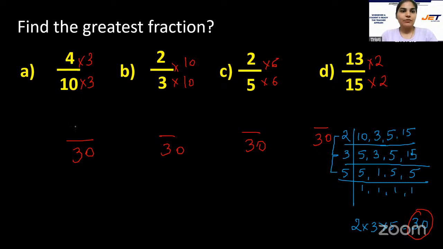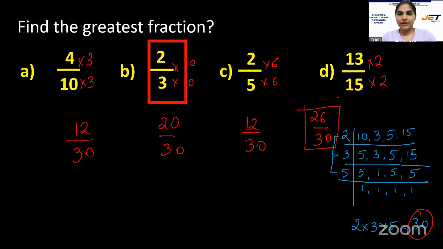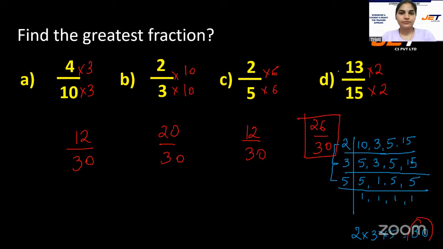So let's see. 4 times 3 is 12. 2 times 10 is 20. 2 times 6 is 12. 13 times 2 is 26. So I can see that the greatest is 26 by 30. Wait. Yeah, the greatest is 26 by 30. Okay, that's how you have to do it.